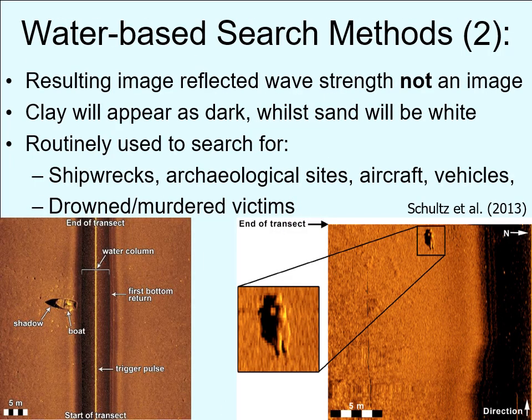So here's some examples. They are images, but they're reflective sound wave strengths. You can see where the towfish, the instrument, was by the linear line on the left-hand diagram, and then you can see fairly obviously a sunken boat on the lake seabed in this example. On the right-hand side, I think this one's from New Jersey.